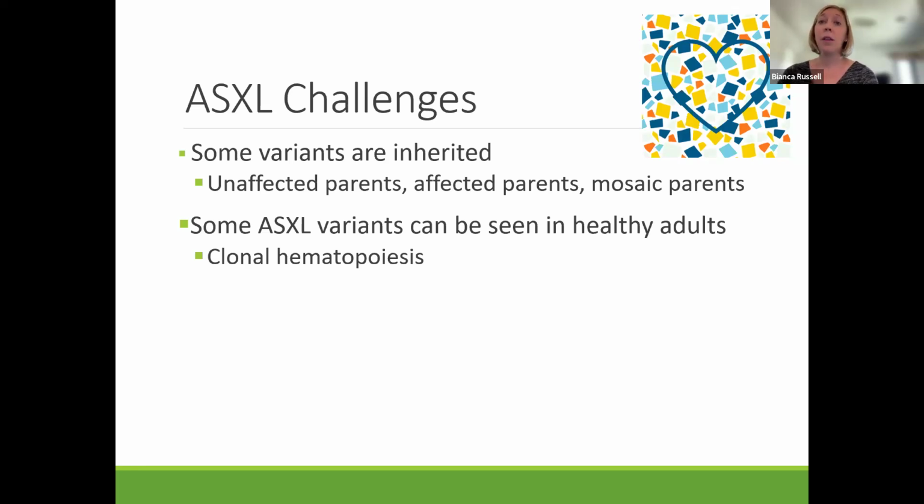And so this can make it really tricky, because when we look at some of our control databases where we've sequenced healthy adults, we will find some of these genetic changes in ASXL genes that are the exact same variants as the kids that have ASXL-related disorders, but there is a different phenomenon and a different reason that the parents, or the adults, have that in their bloodstream. So that makes it tricky to interpret some of those changes we find.